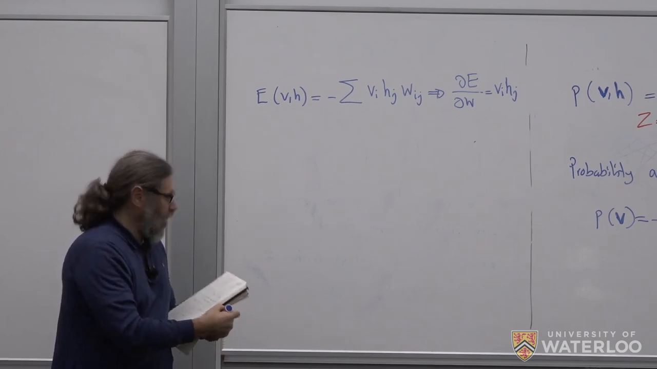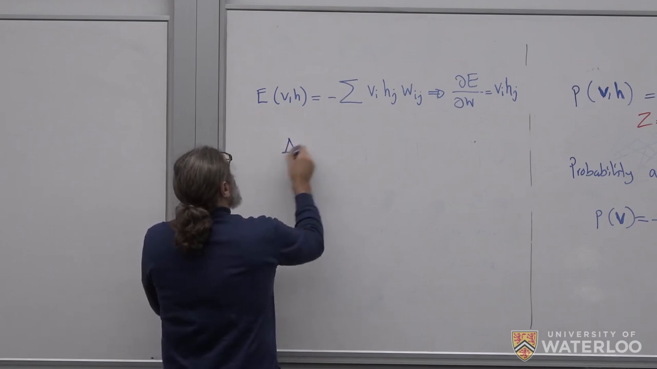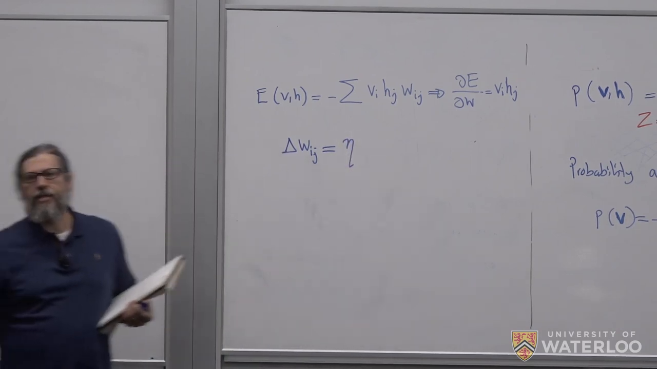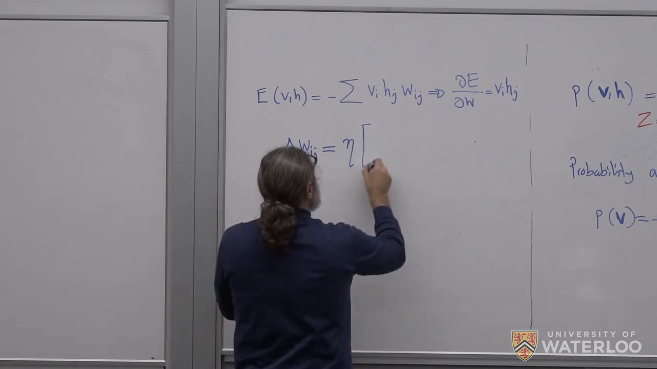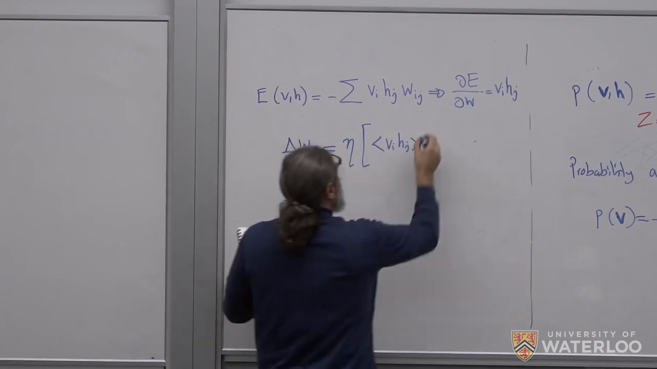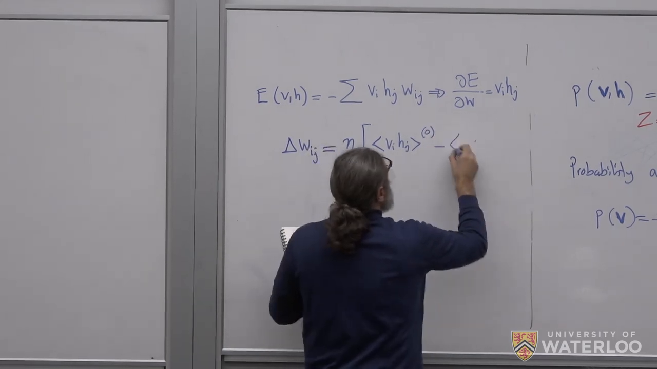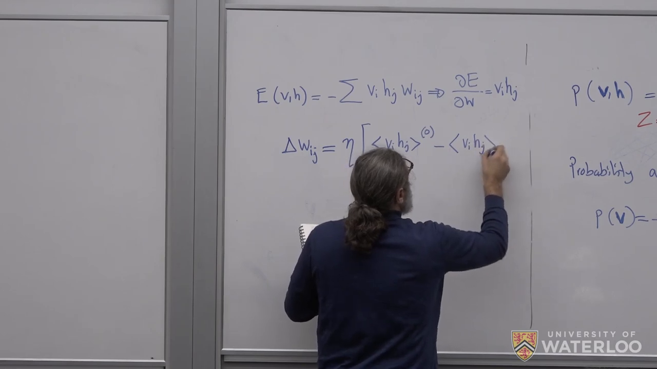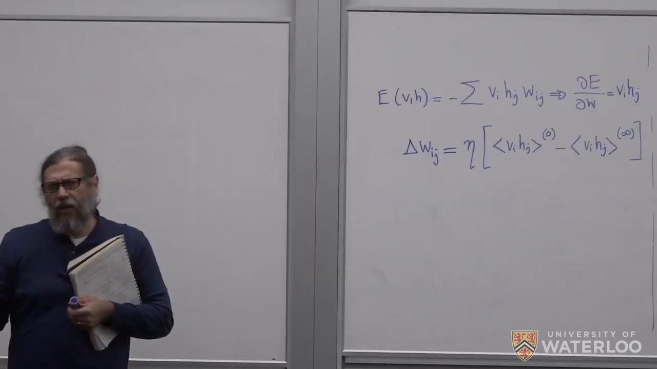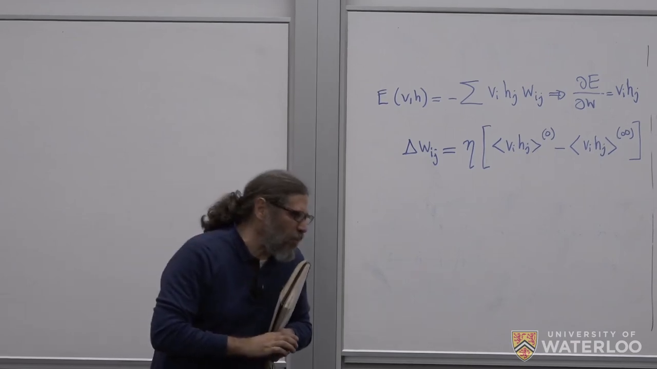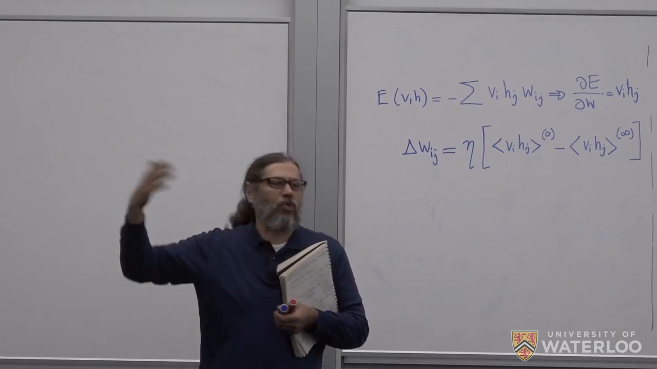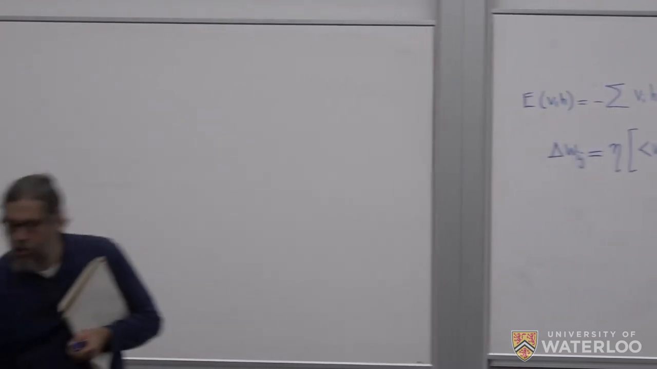Okay. Which means in this case the amount of change that you need is basically, again, a learning rate, eta, times the expectation of V sub i, H sub j at iteration 0 minus the expectation of V sub i, H sub j at iteration infinity. And this is what makes it difficult, because you cannot go to infinity. Well, but we don't need to. Depending on the problem, you may go 500,000 iterations and you get there. You get really stabilized. You don't need to go to literal infinity, which nobody can do.